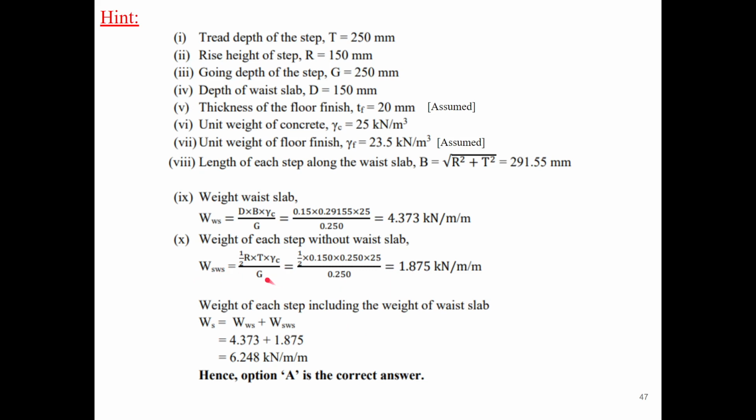The formula for calculating it is half into r into t into gamma C by capital G. The r value is 0.15 and t is 0.25, gamma C is 25, and G value is 0.25. Substituting the values, we get 1.875 kilonewton per meter per meter. Therefore, the weight of each step, including the weight of waist slab, will be the addition of these two: 4.373 plus 1.875, that is 6.248 kilonewton per meter per meter.